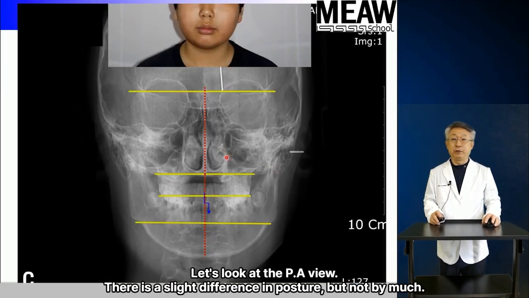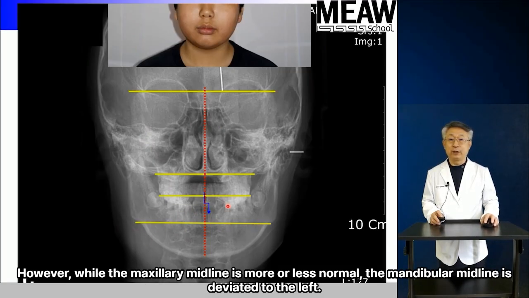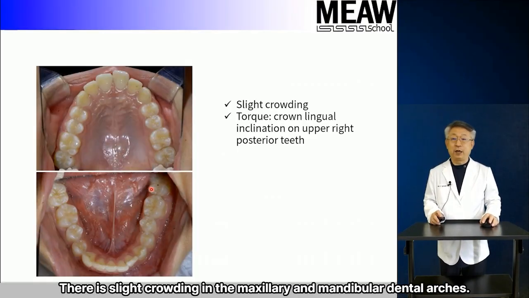Let's look at the PA view. There is a slight difference in posture, but not by much. The maxilla, mandible, and maxillary occlusal plane also show no significant difference between the left and right side. However, while the maxillary midline is more or less normal, the mandibular midline is deviated to the left. There is slight crowding in the maxillary and mandibular dental arches.